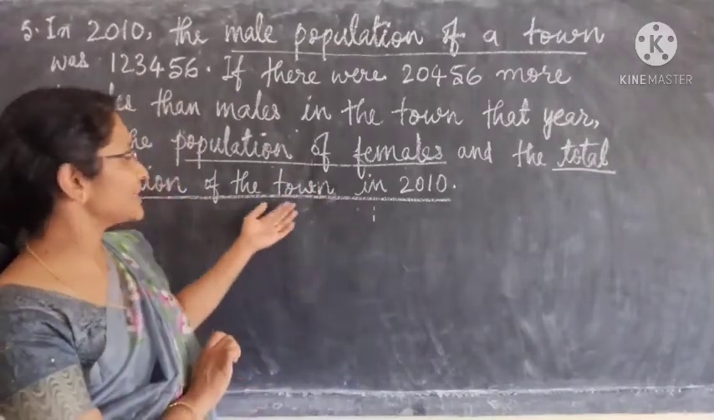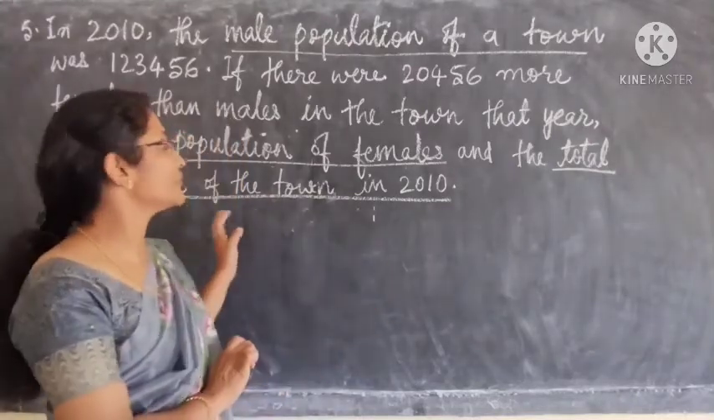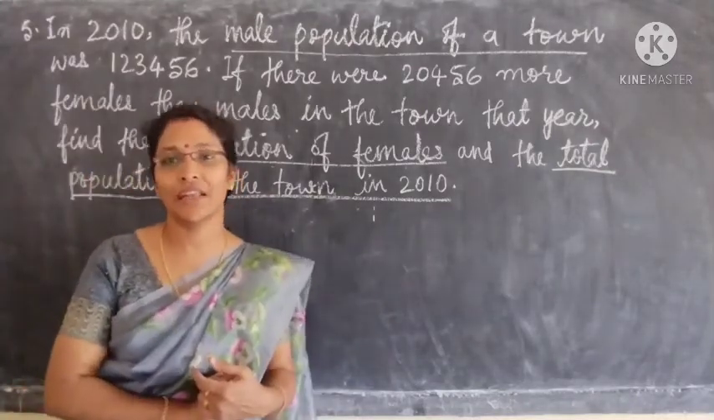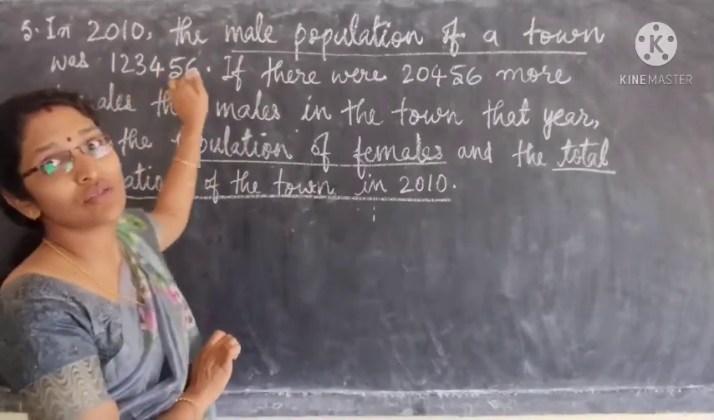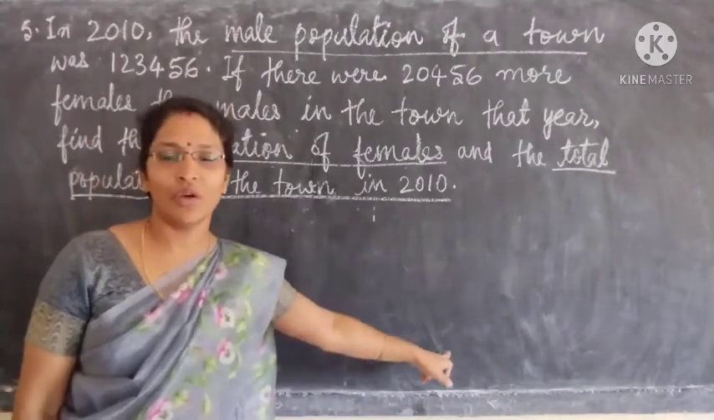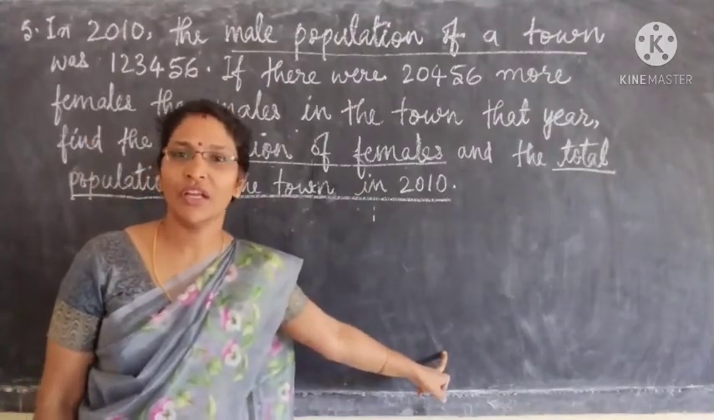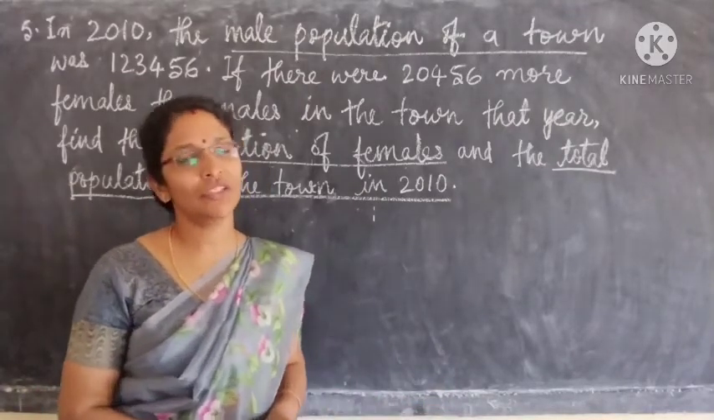Now we can go to the next question. What is that? Therefore, total population of the town in 2010 is equal to, what is the male population? 1,23,456 plus what we found out, the female population. That also should be added. We will get the total population of the town.